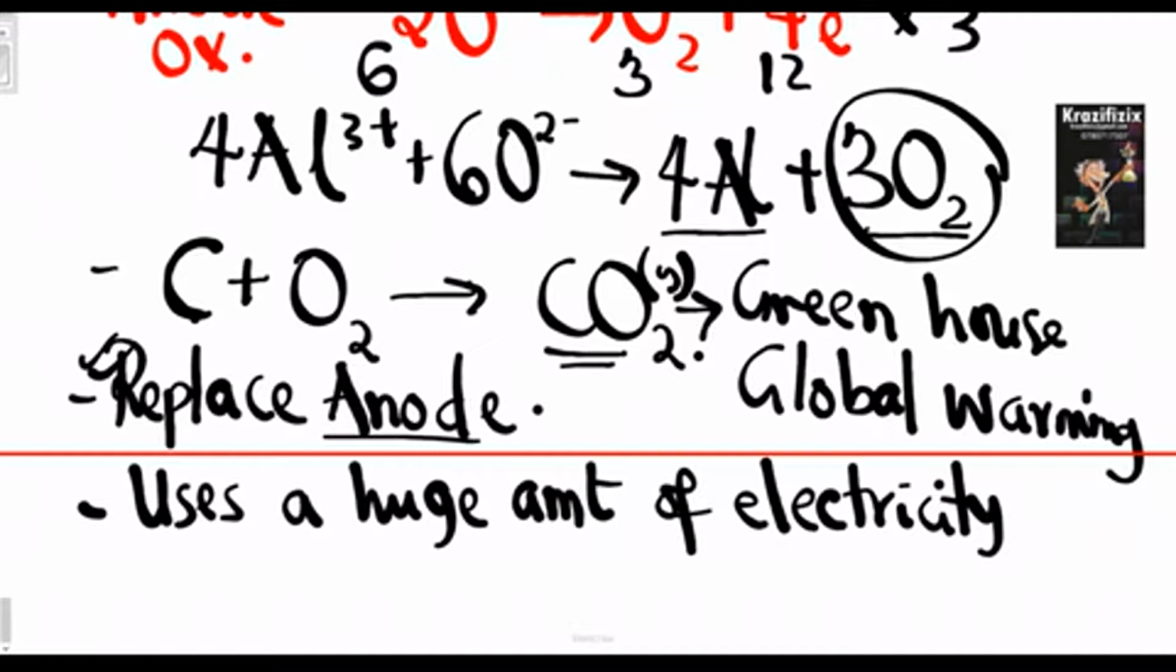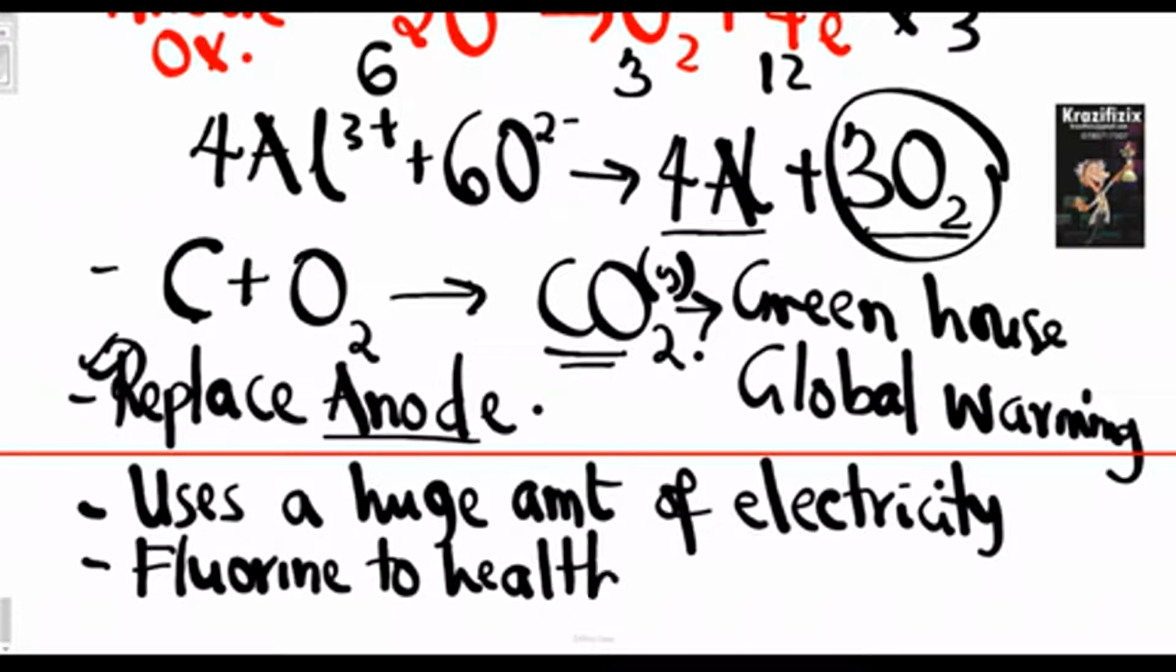Another impact on the environment will be that, remember the formula for cryolite. It has a fluorine, and fluorine is harmful to health. Fluorine is harmful to human health. Remember, we find fluorine in our cryolite. If I write down the formula of cryolite again, it is Na3AlF6. So we have fluorine, which is harmful.